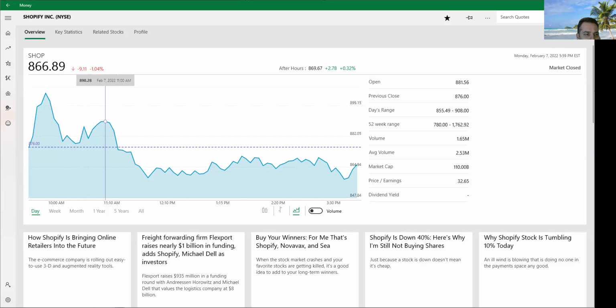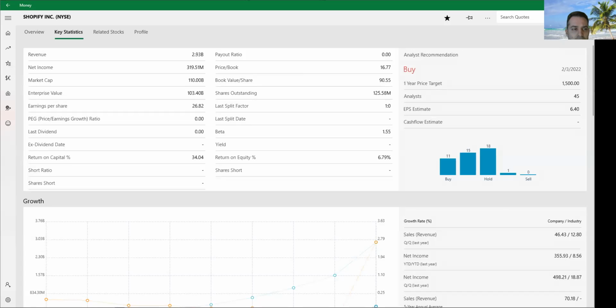So here's your price. February 7th, it was at 890. Now it's at 858. Or pretty close to that, 866. All right. Let me show you something called the key statistics for a stock or a company.